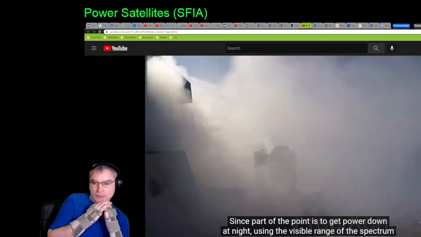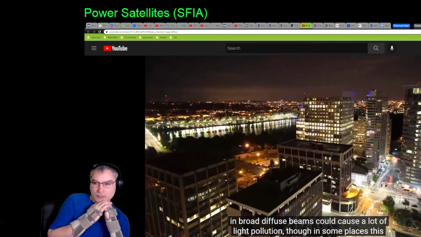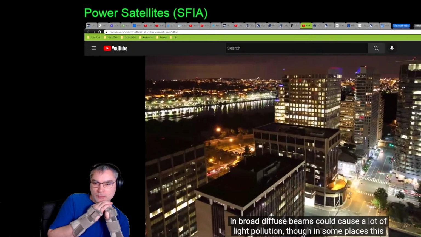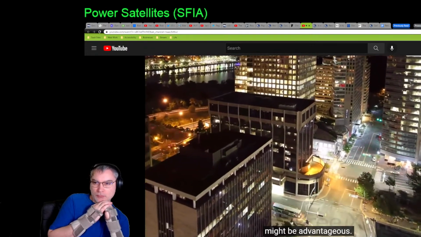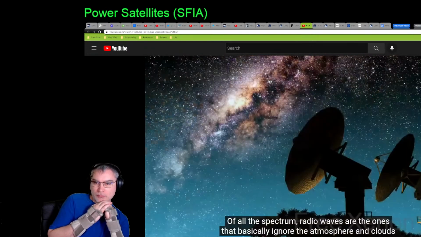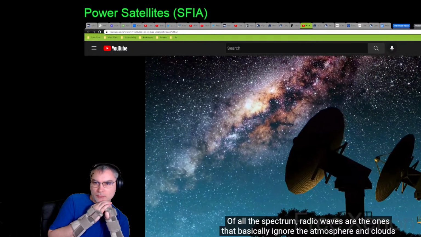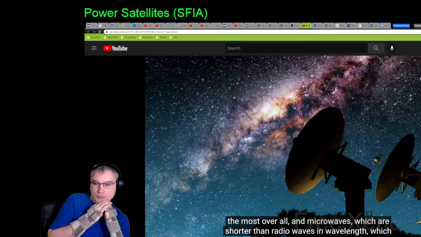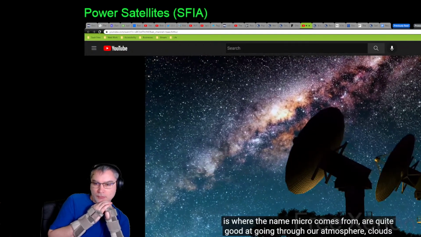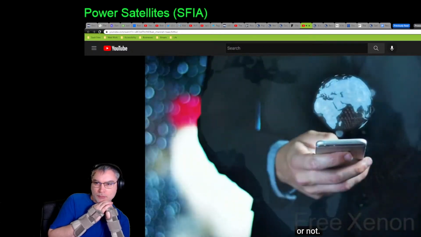Since part of the point is to get power down at night, using the visible range of the spectrum in broad diffuse beams could cause a lot of light pollution, though in some places this might be advantageous. Of all the spectrum, radio waves are the ones that basically ignore the atmosphere and clouds the most overall, and microwaves, which are shorter than radio waves in wavelength, which is where the name micro comes from, are quite good at going through our atmosphere, clouds or not.